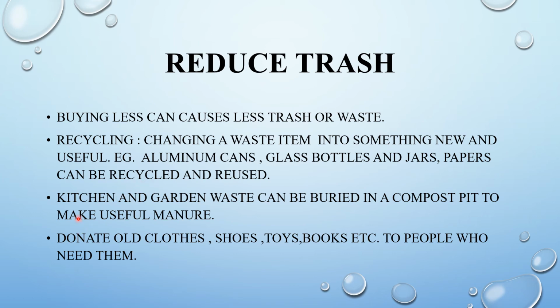Then even kitchen and garden waste, whatever we are throwing in our surroundings. Kitchen and garden waste means vegetable and fruit peels or dry leaves. Instead of burning or throwing them anywhere, we can bury them in a compost pit. And inside the pit, this waste would turn into useful manure. It is called compost. And this manure is used to grow plants. And this is the natural manure.